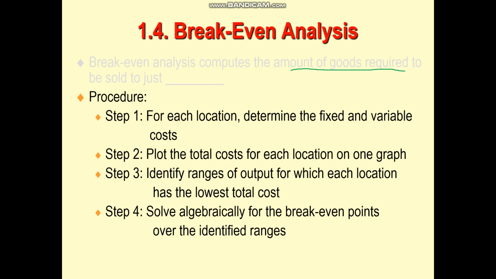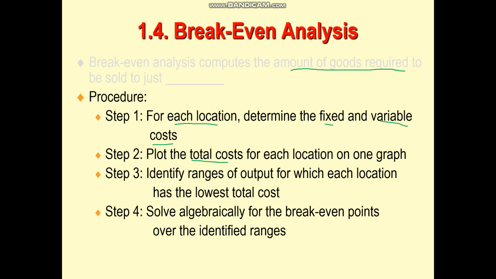So how to determine the break-even point? First, for each location, we have to determine the fixed and variable cost. So it means we have to calculate the total cost. Total cost is equal to fixed cost plus variable cost. Then we identify the range of output for which each location has the lowest total cost.